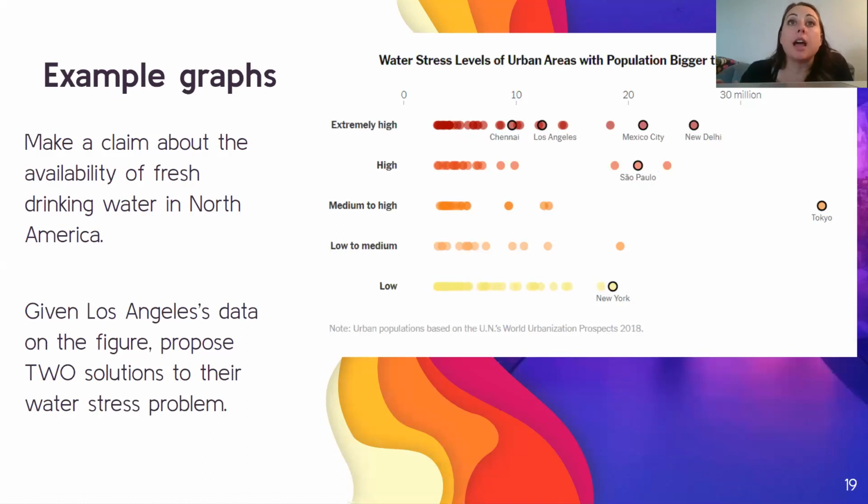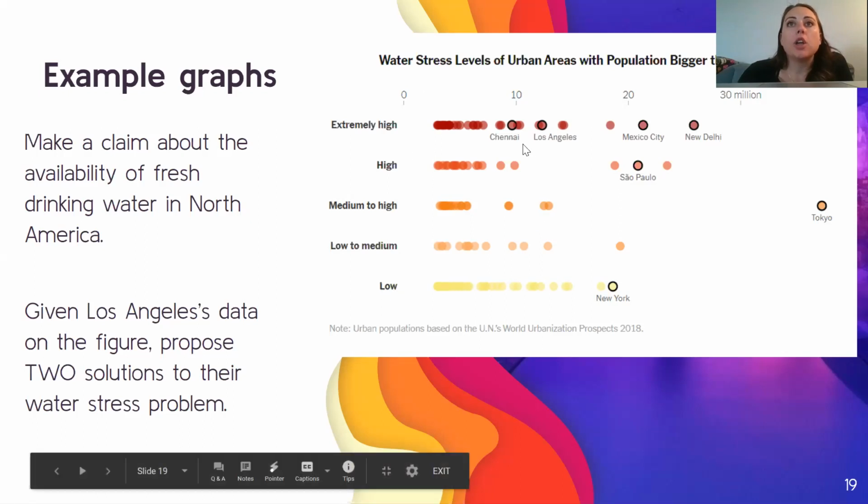So you could make a couple of statements here. New York has less water stress. Their water stress is low. And LA's water stress is high. How did I know that? So now let's take a look.